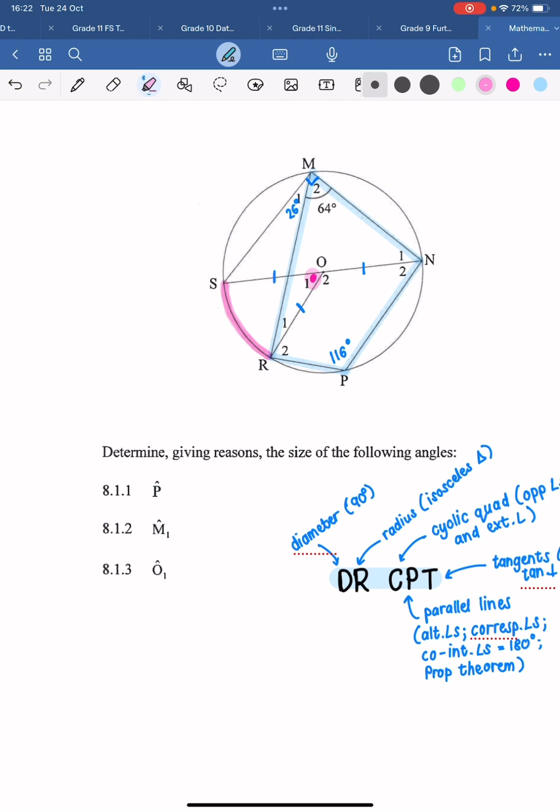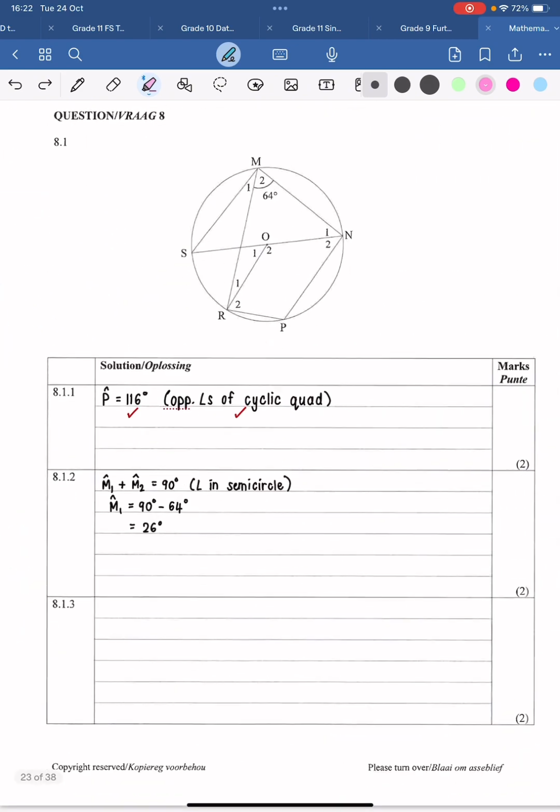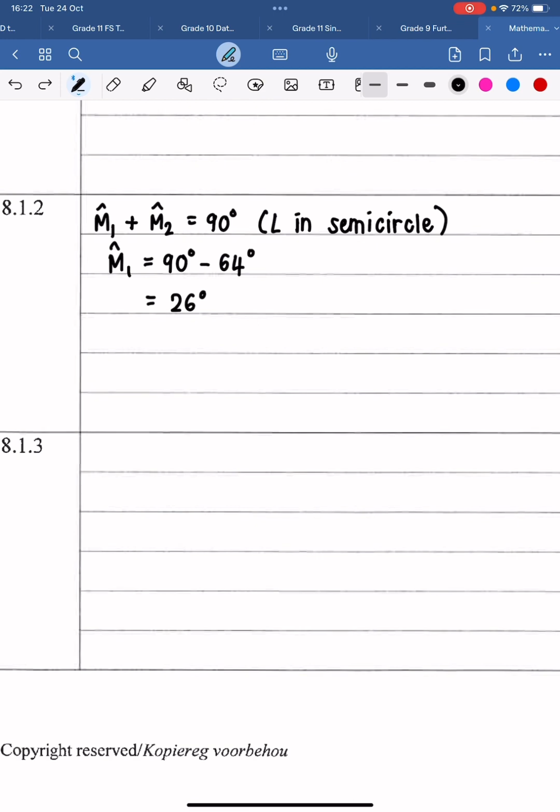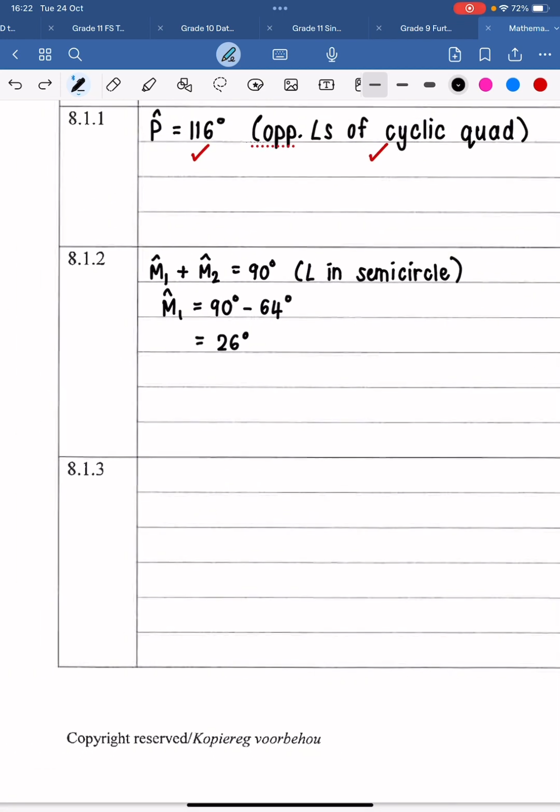All right, so O1 is going to be 52 degrees, and the reason is going to be angle at center equals 2 times angle at circumference. All right, so let's write that in. Just want to see that this is on screen.